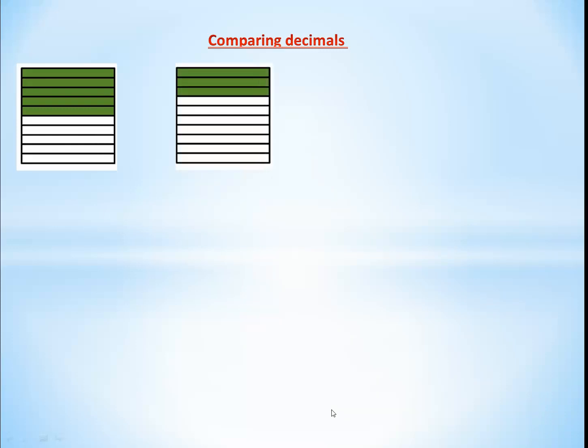Comparing decimals. Here we have parts of 10. Then how many shaded parts? 1, 2, 3, 4, 5. It will be 5 tenths. And here 3 tenths. We know that from comparing fractions. Yes, 5 is greater, so 5 tenths is greater. If I want to write it in decimal form, it will be 0.5 and here 0.3.